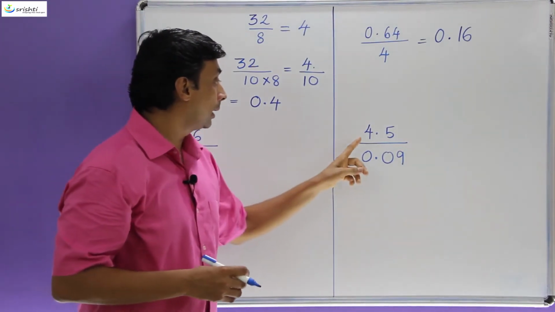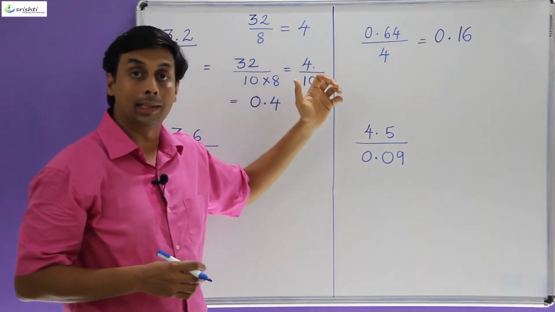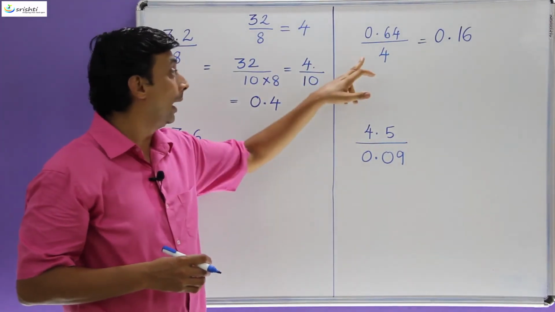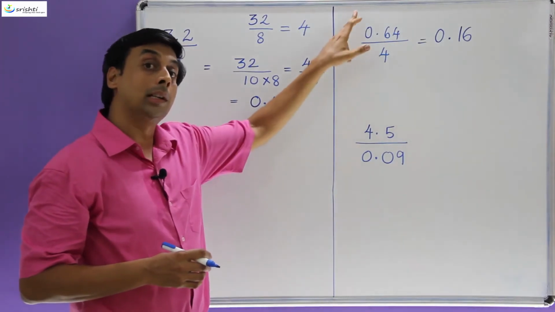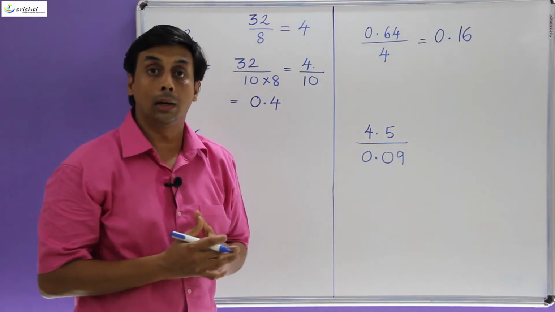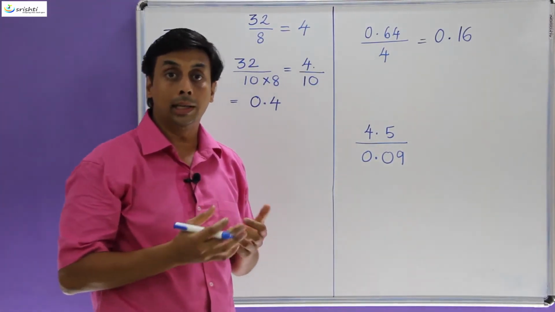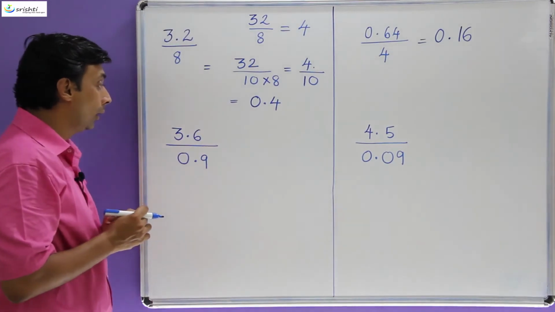Okay. Now the idea here is when you have division of numbers involving decimals, it is always good to have a decimal number in the numerator. It is okay to have it. But the denominator should always be a natural number. It is quite good to have a natural number in the denominator. It gets easier to calculate.